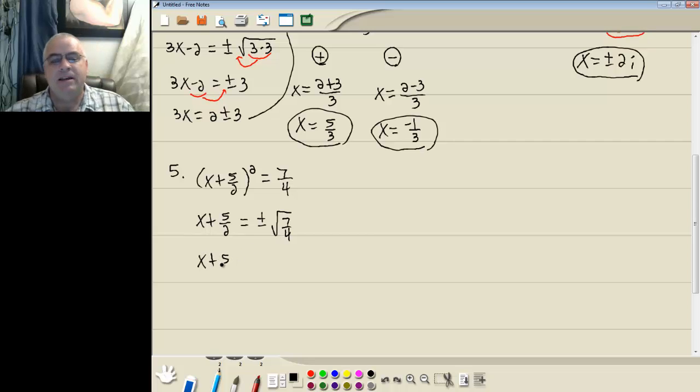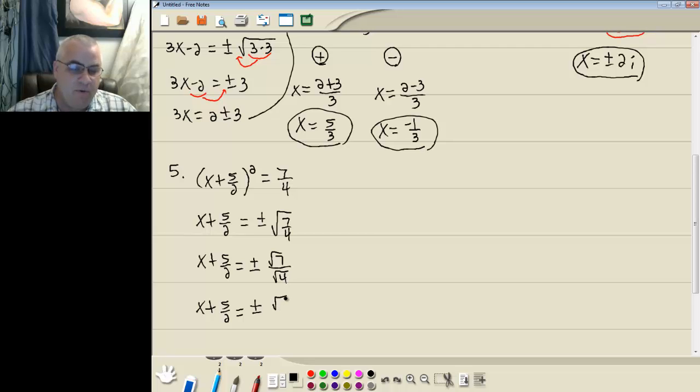Well, we got a problem here. Remember when we were working with radicals, we said you can't have a fraction inside of a radical. But we've got a property. It says that if you got a fraction inside of a radical, you can put a radical around top, radical around the bottom. So we're going to have square root of 7 over square root of 4. Now that creates another issue. We also said you can't have a radical in the denominator. But in this case, it's going to work out nice.